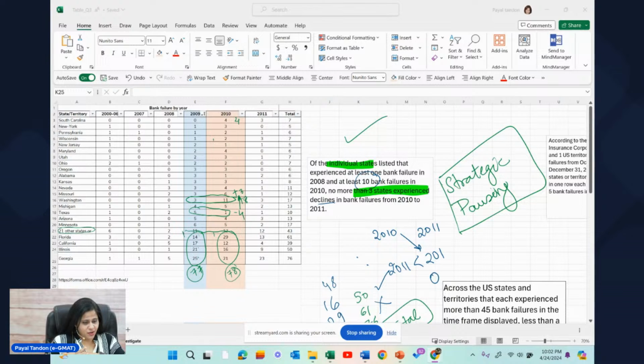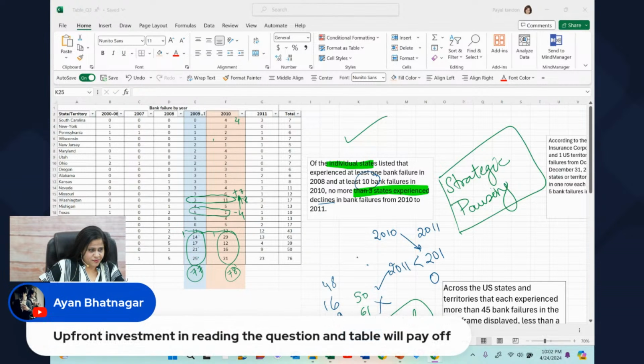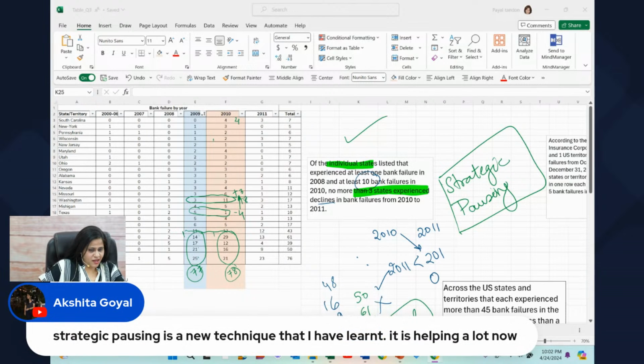Approximation and estimation. Upfront investment in reading the question and table will pay off. Good, thank you Vibhor, thank you Ayan. How about others? Strategic pausing is a new technique that I've learned. It's helping a lot now. Very good, Akshata. Very nice.